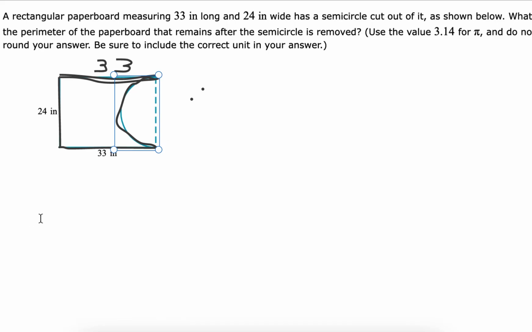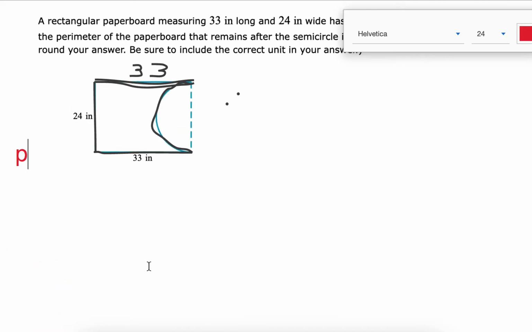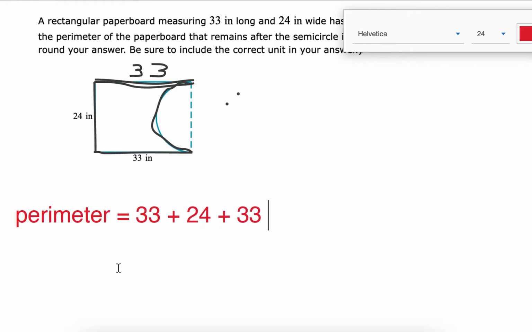So right now the perimeter, trying to move it, won't let me. Okay, let's do it that way. Perimeter is going to be 33 inches plus 24 inches plus another 33 inches. Now we need that curve. And that's kind of the tricky part.